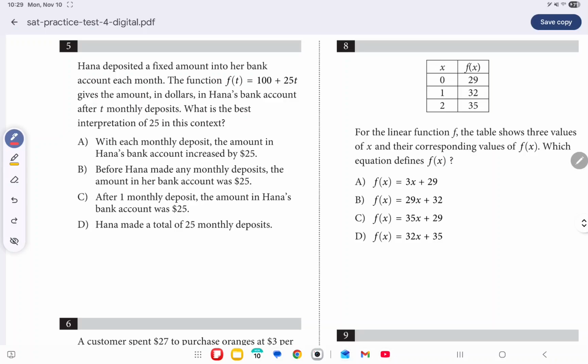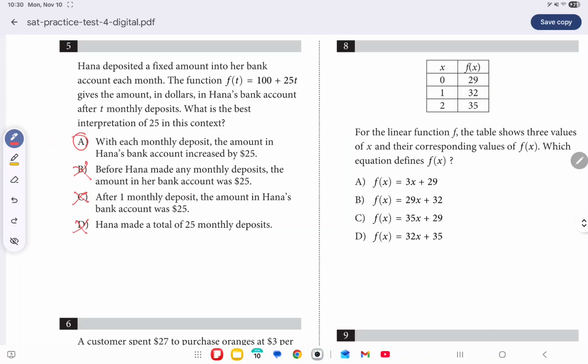We look at answer B. Before Hannah made any monthly deposits, the amount in her bank account was $25. That's wrong. Answer C. After one monthly deposit, the amount in Hannah's bank account was $25. That was wrong also. And D, Hannah made a total of 25 monthly deposits. That's wrong. So our answer is A.